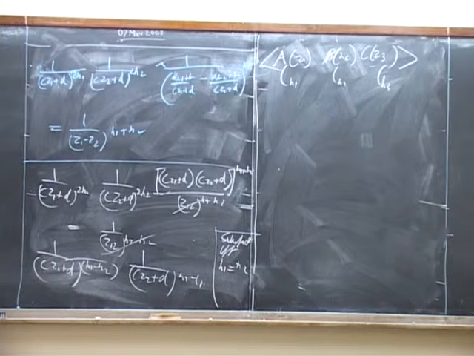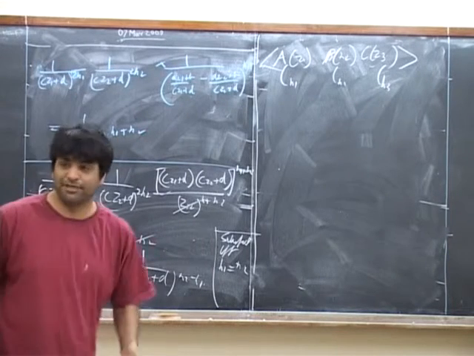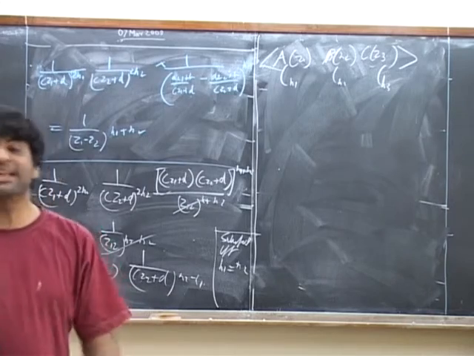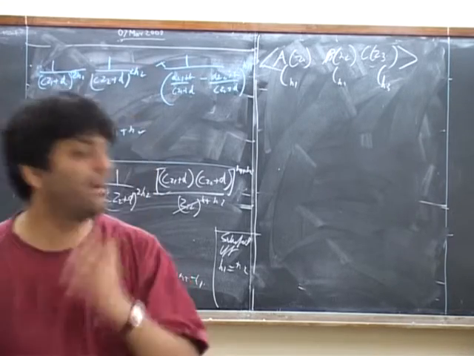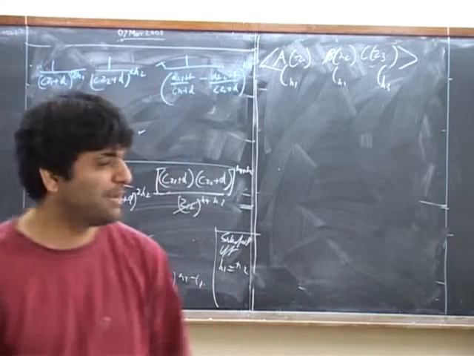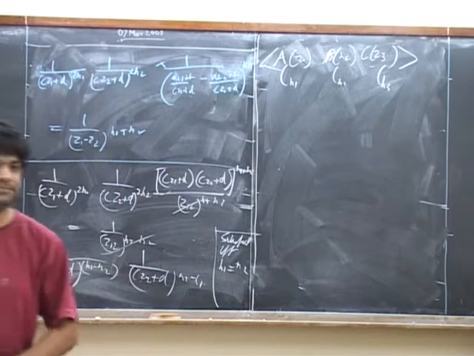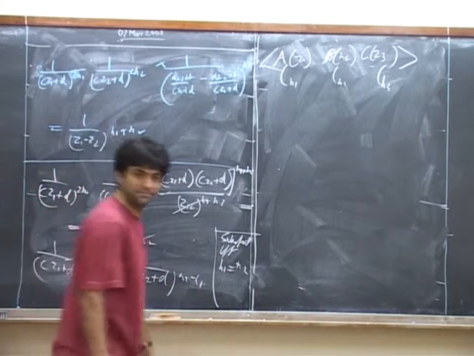Now, first I want to convince you that the Z1, Z2, Z3 dependence of the 3-point function must be completely determined just by conformal invariance. Why is that? Can somebody give me an answer? Can somebody give me a reason?